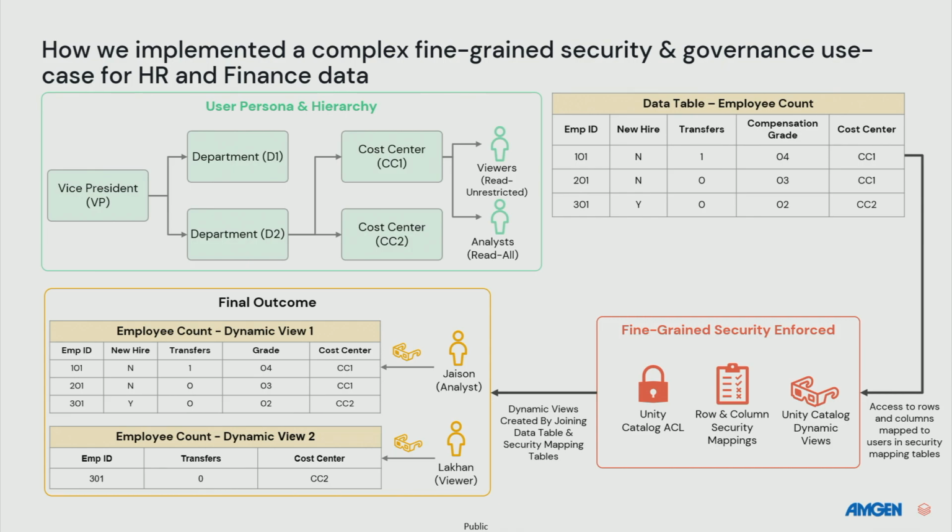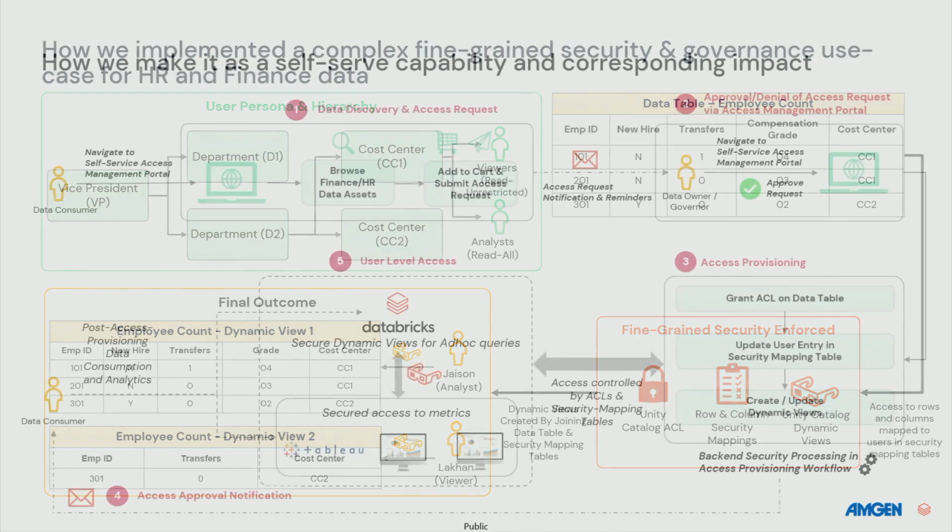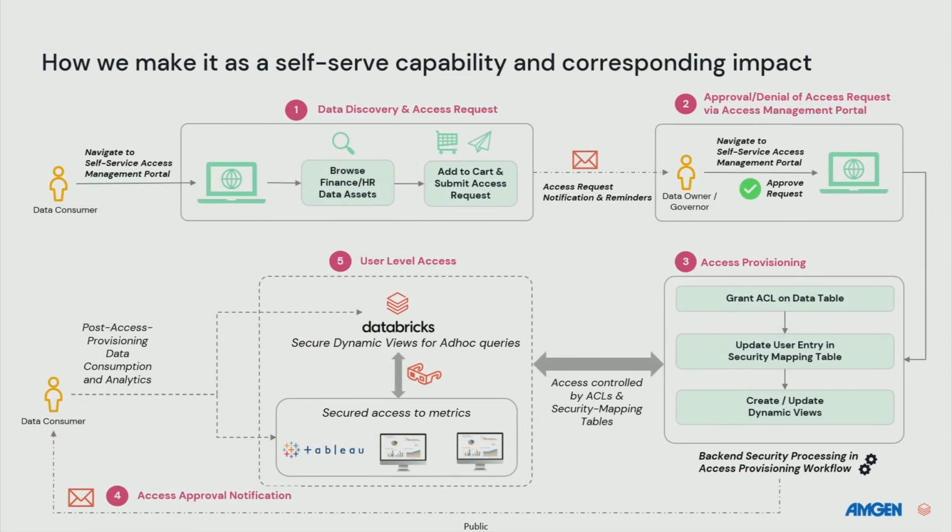All right. So there was one more additional complexity in this use case. Those rules that I talked about, those personas can evolve, more cost centers can get added, and users can switch from one cost center to another. So it was a dynamic use case, which requires a self-serve capability, and we solved it through our automated access governance workflow.